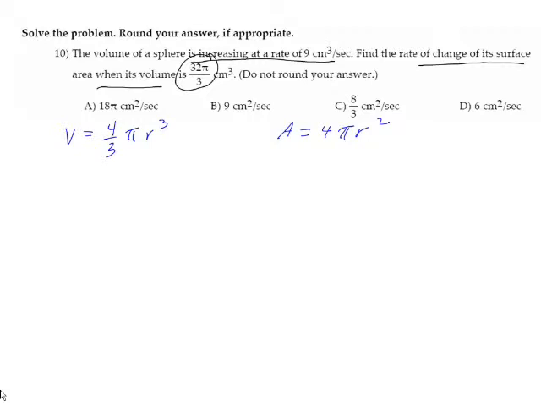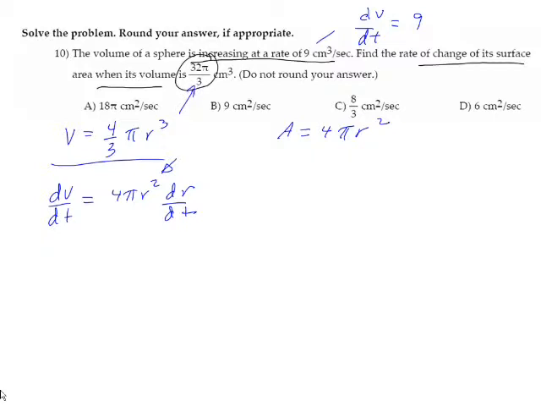Now, we're told that dV/dt is equal to 9. Notice we got the volume here, and we can take dV/dt would be equal to 4 pi r squared times dr/dt using the chain rule. Now, we need to find out what the radius is when the volume is 32 pi over 3. So 32 pi over 3 is equal to the volume is equal to 4/3 pi times r cubed, and we get that r cubed is equal to 8 and r is equal to 2.